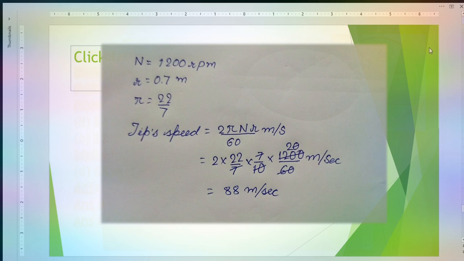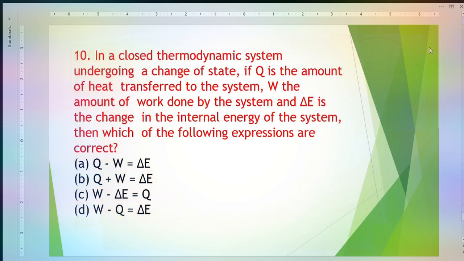Our next question is: in a closed thermodynamic system undergoing a change of state, if Q is the amount of heat transferred to the system, W the amount of work done by the system, and delta E is the change in the internal energy of the system, then which of the following expressions is correct? The options are Q minus W equals delta E, Q plus W equals delta E, W minus delta E equals Q, W minus Q equals delta E. The correct option is Q minus W equals delta E.